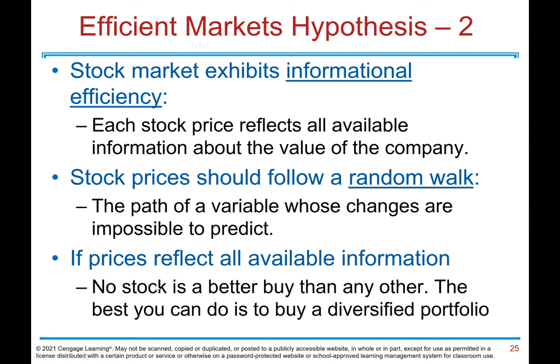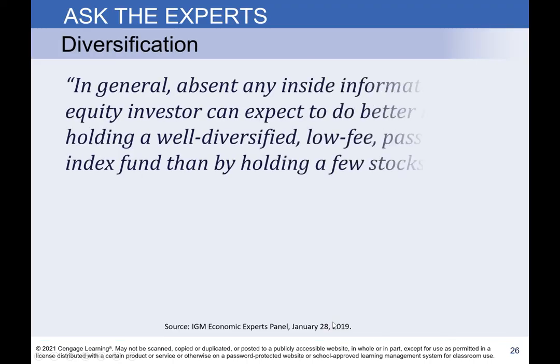Efficient market hypothesis 2. The stock market exhibits informational efficiency. Each stock price reflects all available information about the value of the company. Stock prices should follow a random walk, which is the path of a variable whose changes are impossible to predict. If prices reflect all available information, no stock is a better buy than any other. The best you can do is to buy a diversified portfolio.